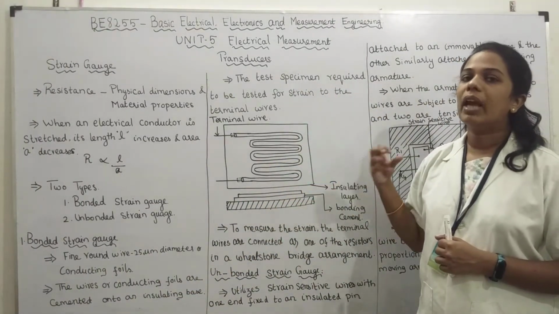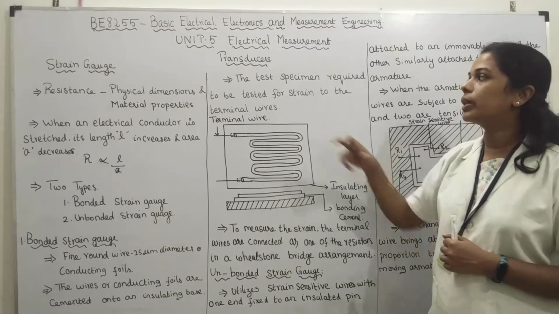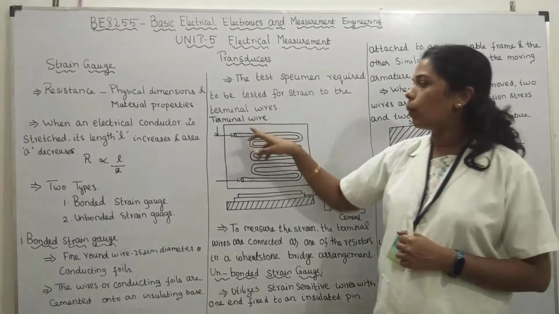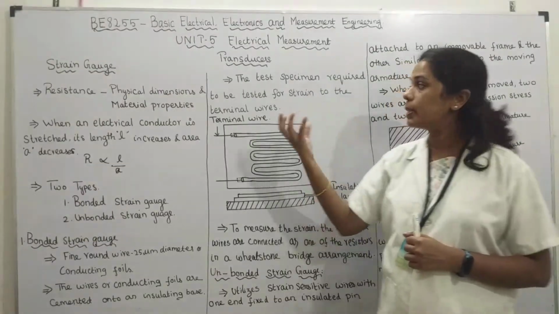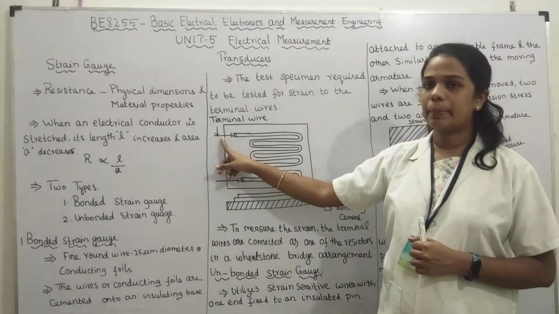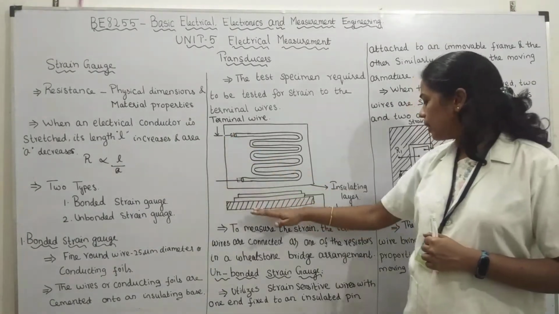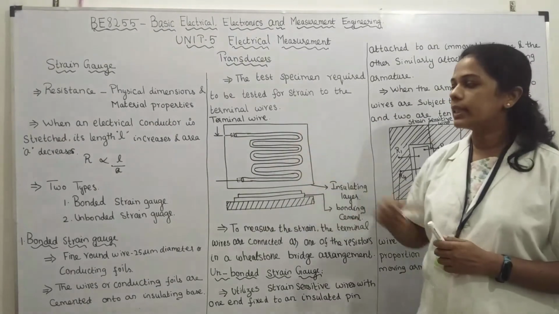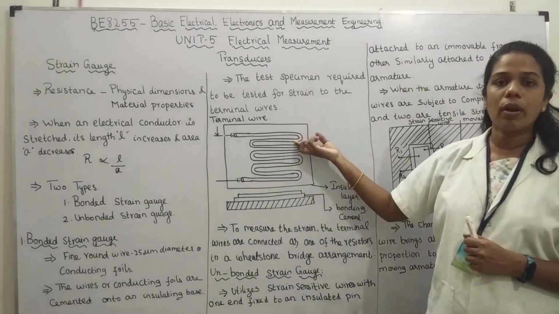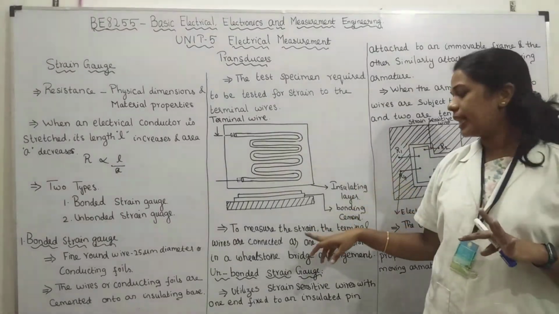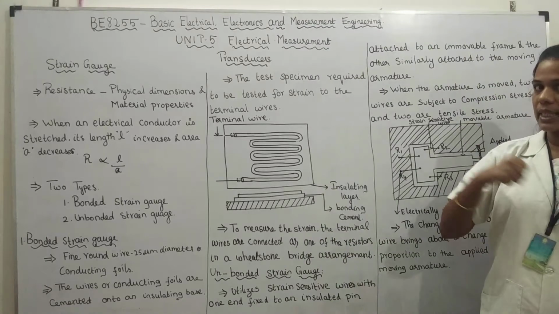Then we have to test the material. The test specimen, which is required to be tested for strain, is connected to the terminal wires. This is the terminal wire, this is the bonding cement, this is the insulating layer, and this is the fine round wire or conducting foil. Then to measure the strain, we stretch that one.